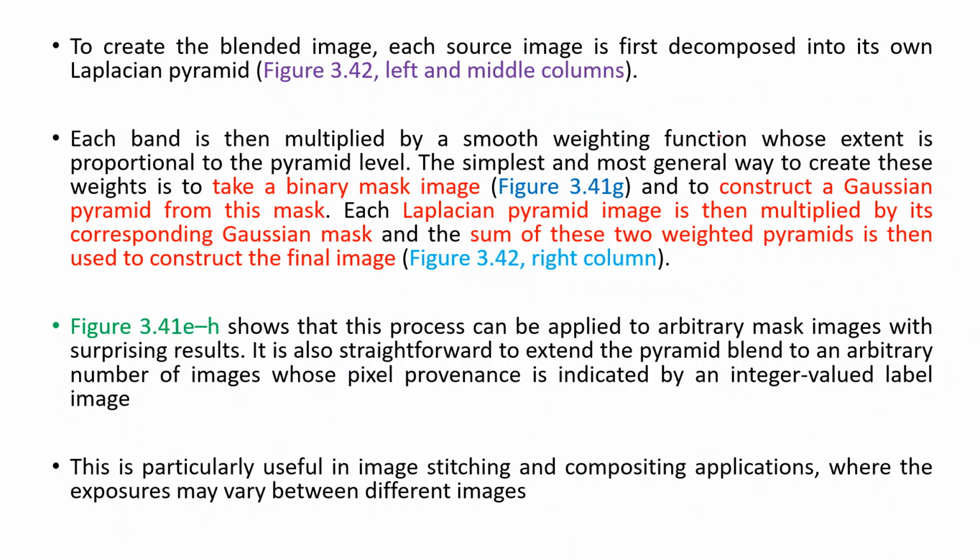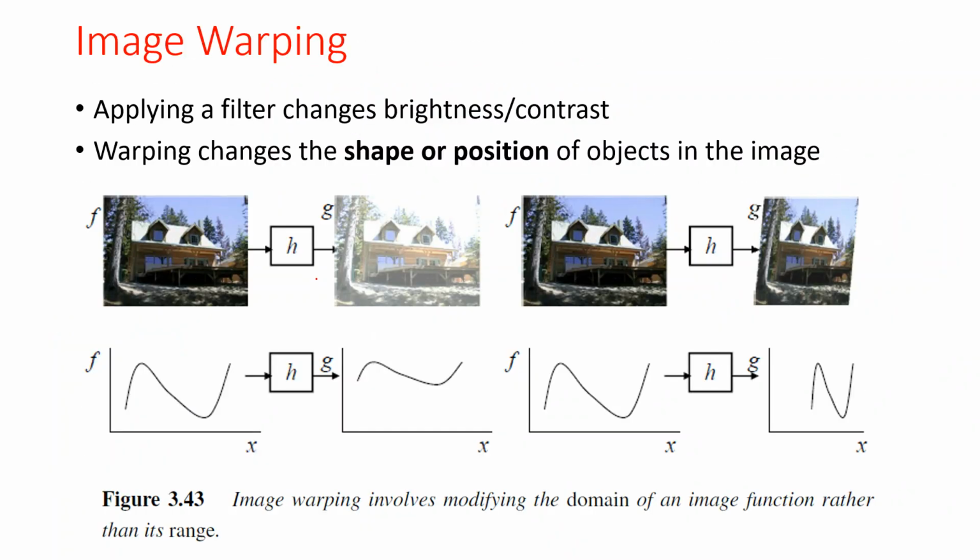So we first take a binary mask of an image, and we construct the Gaussian pyramid from the mask, and each Laplacian pyramid is then multiplied by the corresponding Gaussian mask. The sum of these two weighted pyramids is finally shown in the last column.